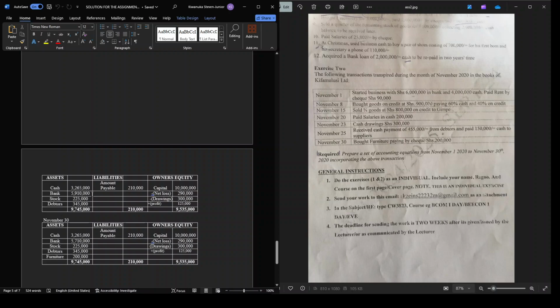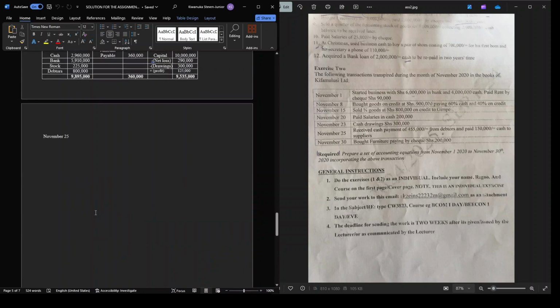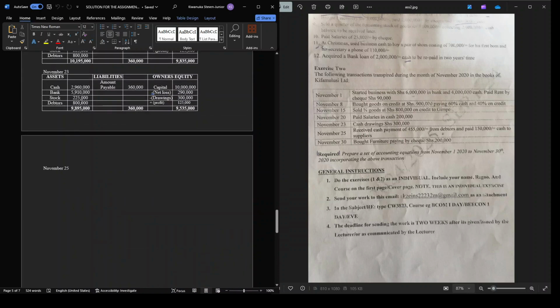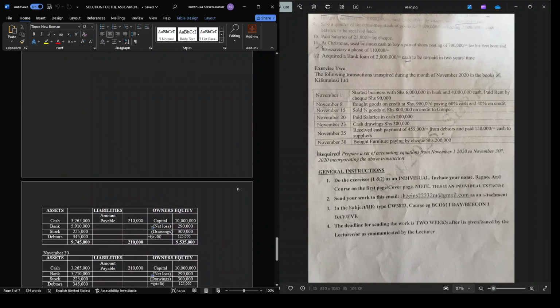But they are saying paid 150 cash to suppliers. So that means 150 will also reduce from our cash. So cash here we have 265, but here up cash we have 2960, because he has paid 150 cash to suppliers. And so I guess we are still on the right track.